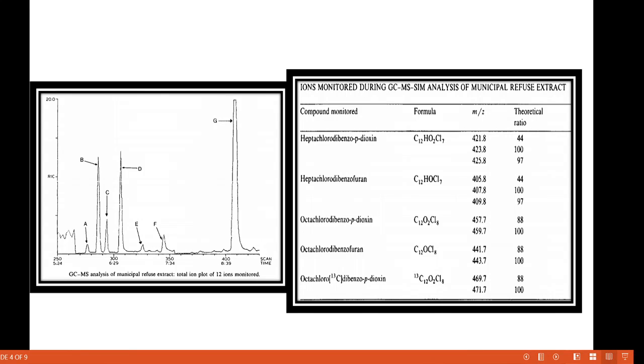How selected ion monitoring can be used to ensure compound identification is shown in these two figures. In the first figure, this is the GCMS analysis of multiple diffuse extract, total ion plots of 12 ions monitored. Here is the total ion plot of this GCMS SIM analysis of compounds extracted from municipal refuse.